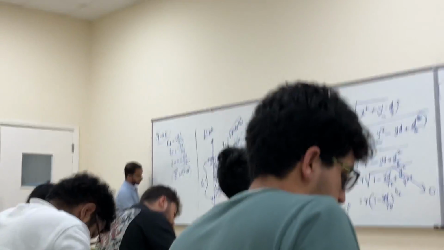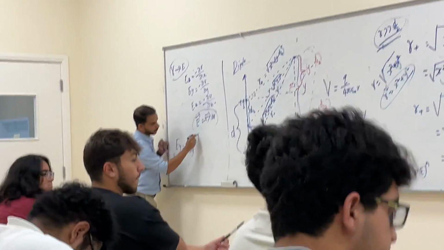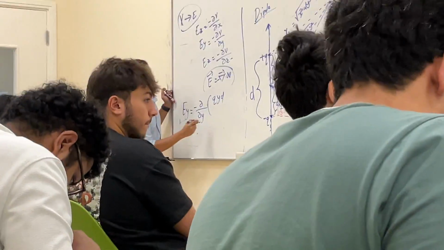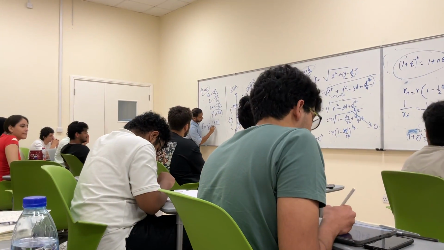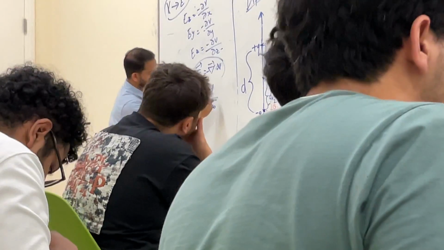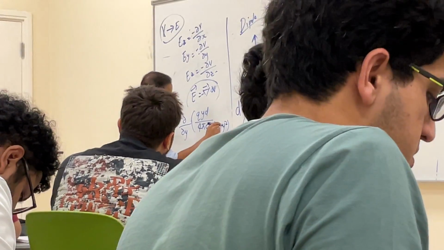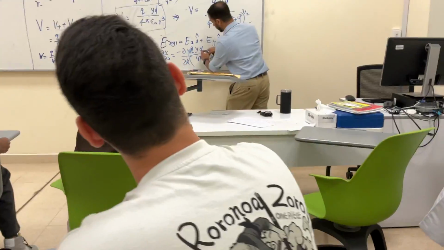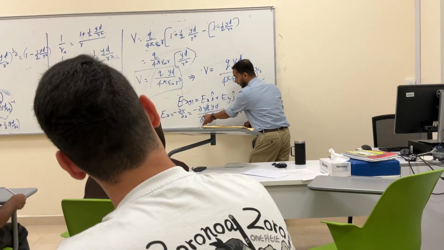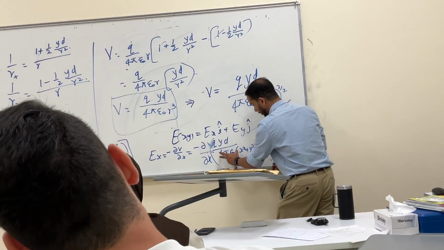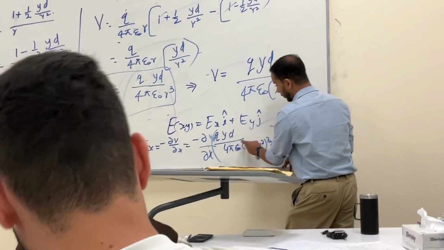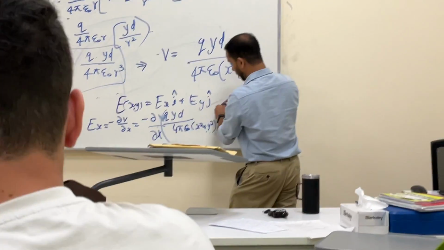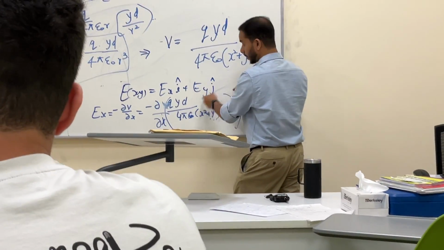So the y component will be minus ∂/∂y of qyd over 4 pi epsilon 0 into (x squared plus y squared) to the power 3 by 2. I can give you hints on how to take the differentiation. This differentiation is much easier because q, y, d do not depend on x, since we are taking the partial derivative. So this is a constant, this is a constant, y is a constant. If you take the differentiation, you bring the 3 by 2 down and reduce the power by 1, and just do this one, right?